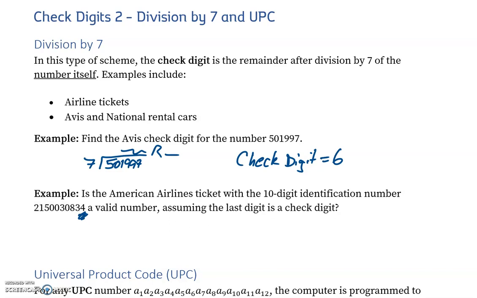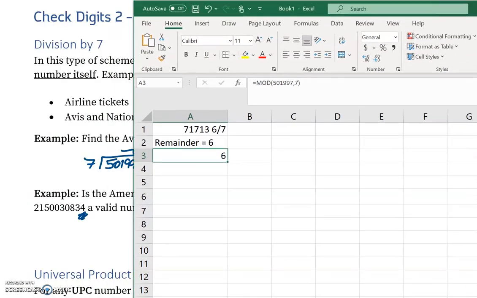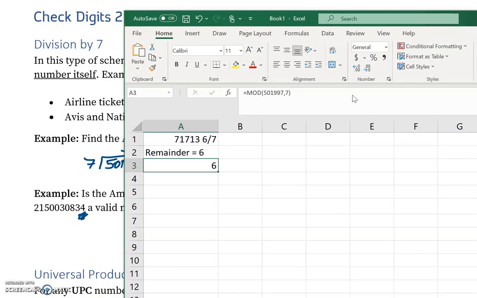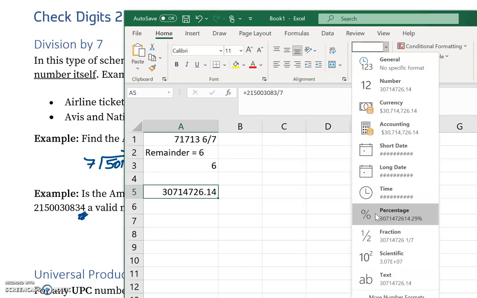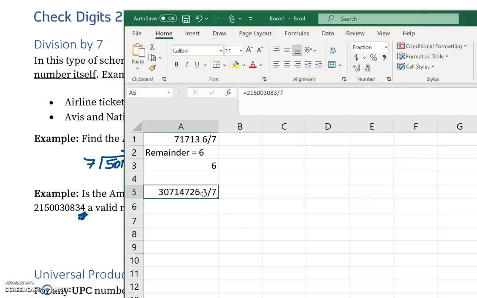So we're going to take that and bring it over here to Excel. I'm actually going to pull this to the side just a little bit so we can keep that in view. So we have, again, 2 different ways to do this. We can say 215,003,083, leave the 4 off because that is the check digit. We're going to divide this by 7. And we can change this so that instead of being a decimal, we can change it to a fraction. And so it looks like our remainder should be 1, the number on top of the fraction portion.